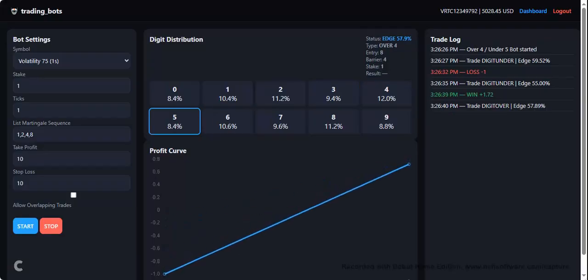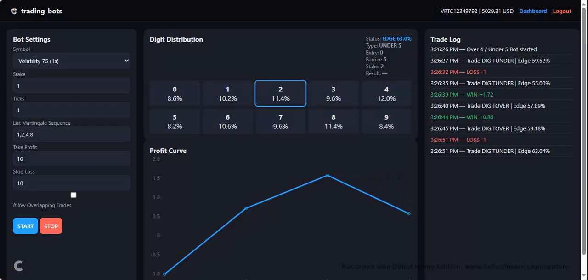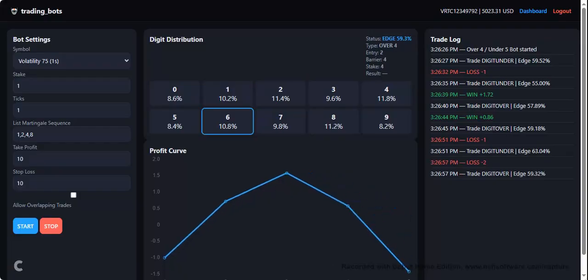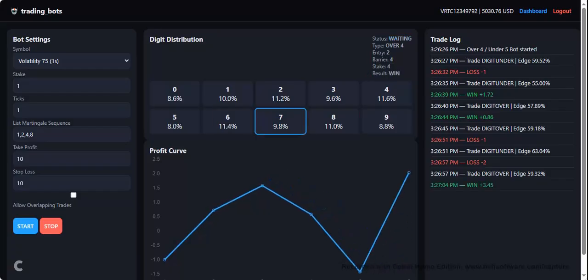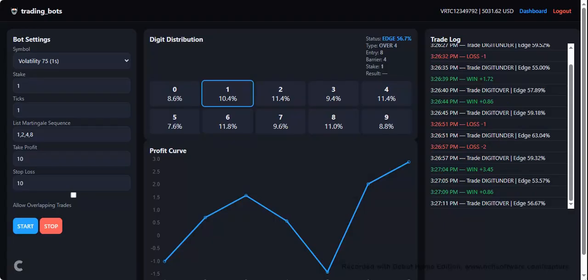The bot is running on Volatility 75, 1-second market, with a starting stake of $1 and a duration of 1 tick per trade. The Martingale Sequence is set to 1, 2, 4, and 8, allowing the bot to recover losses strategically while maintaining controlled risk. Both the take profit and stop loss are configured at $10, helping traders manage profits and protect capital effectively. Overlapping trades are currently disabled, meaning the bot waits for one trade to finish before entering another.